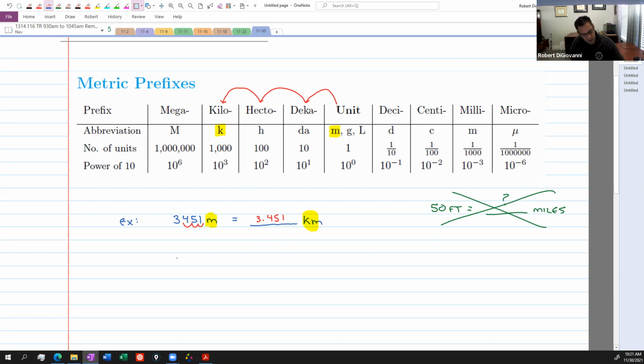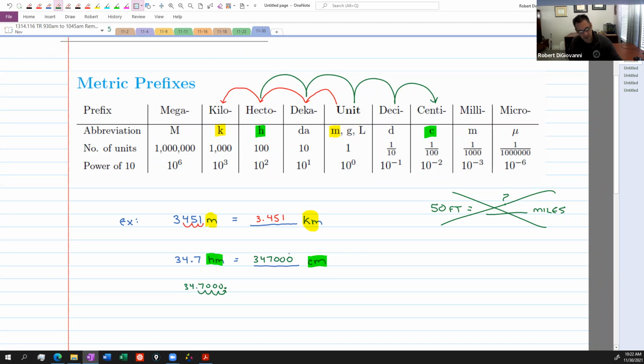Let me give you another example. Let's say we had 34.7, let's go with HM, hectometers, and I wanted you to convert that to centimeters. All right. So you first start with, well, where's HM? Well, hectometers is here, and we want to get it to centimeters, which is here. And so to do that, I've got to move the decimal point 1, 2, 3, 4 places to the right. So take that decimal, 34.7, move it 1, 2, 3, 4 places to the right, put it here, and fill in the gaps with zeros, and you get 347,000 centimeters.